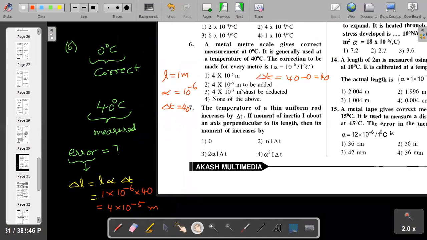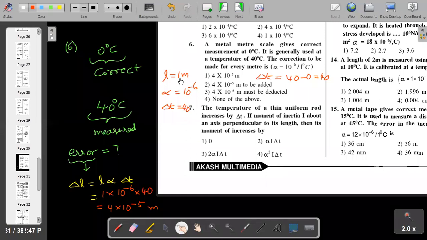What should we take among these two options? I already told you in the last class, whenever we take a metal tape, the error has to be added if temperature is increased. I told the logic: suppose initially it is 0, now temperature is 40. 0 to 40, temperature is increased. This is the correct reading, but we are measuring at 40, so temperature has been more. More means we have to add the error.